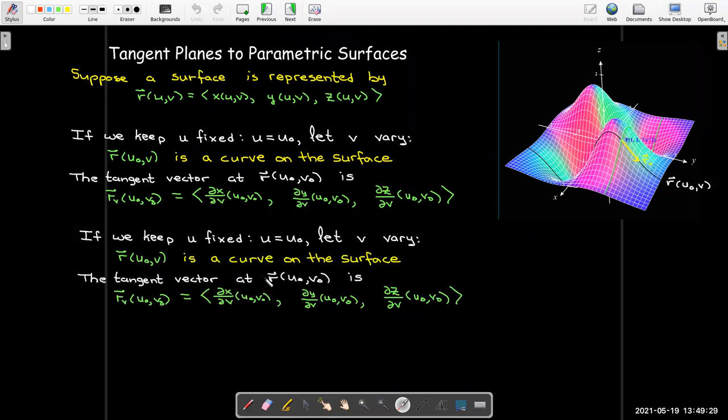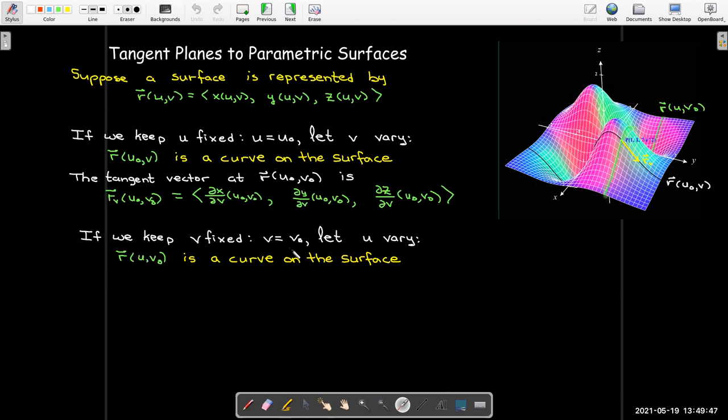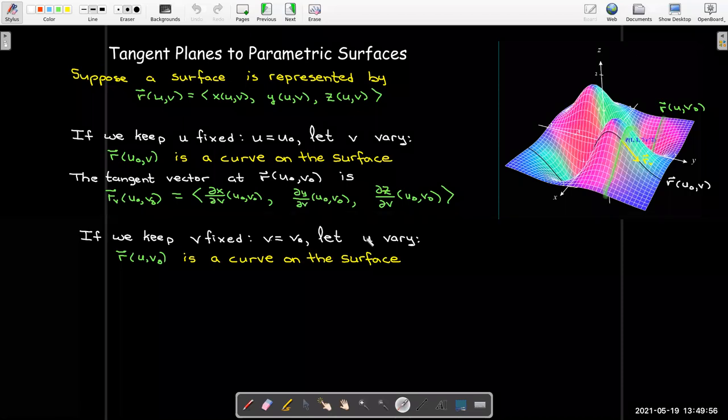And we can do the same idea by fixing v. If we keep v fixed, we're going to let v equal v naught and let u vary. Then we're going to get a different curve on the surface, so this green curve here.